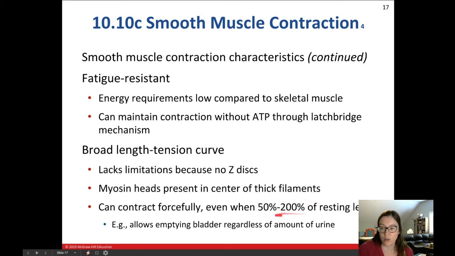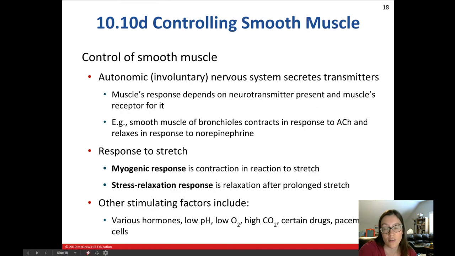So 50 to 200% of resting length. So it allows emptying of the bladder even if the bladder is really stretched or if the bladder is really small, which is kind of important.